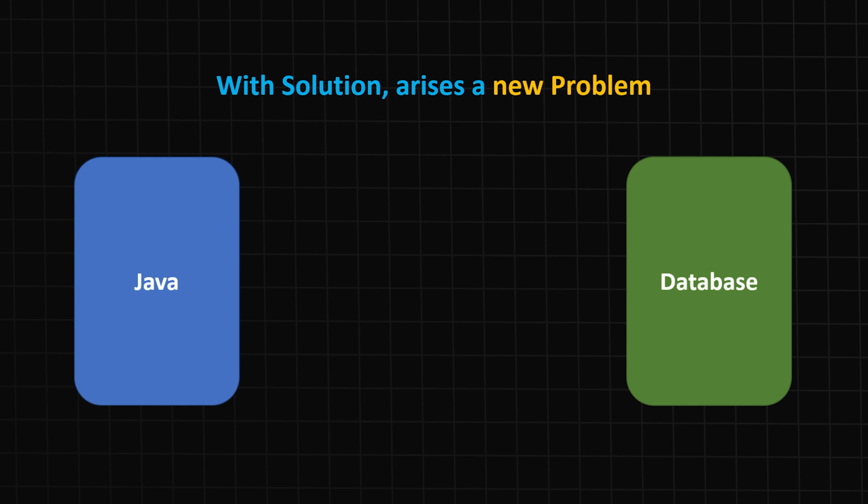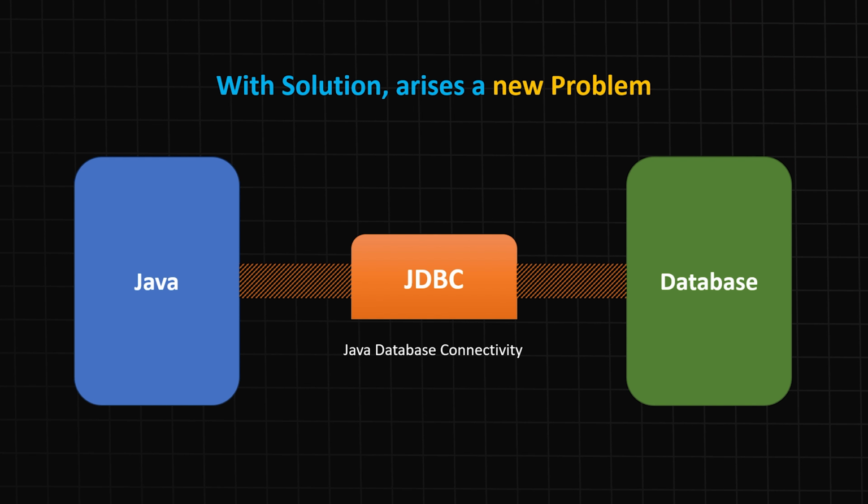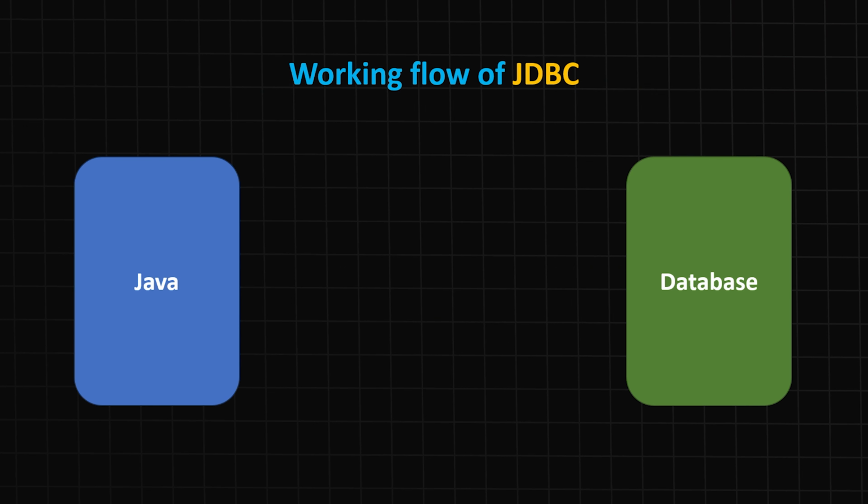So now the big question is, how will Java communicate with the database? And this is exactly where JDBC comes into the picture. JDBC stands for Java Database Connectivity. It acts like a bridge, a mediator or translator between the Java application and database. Now let's understand how JDBC works, right? Here again we have a Java application and a database, and databases means MySQL, Oracle, Apache DB etc.